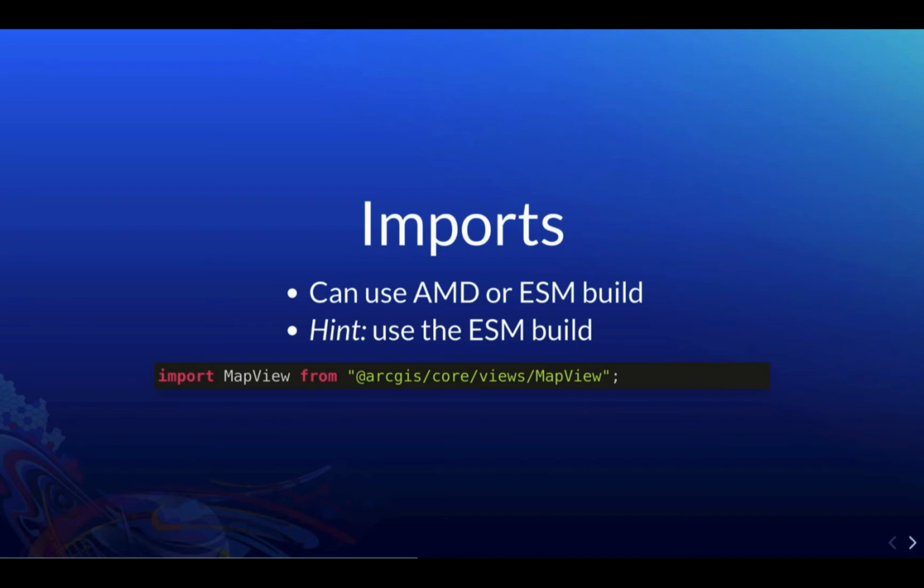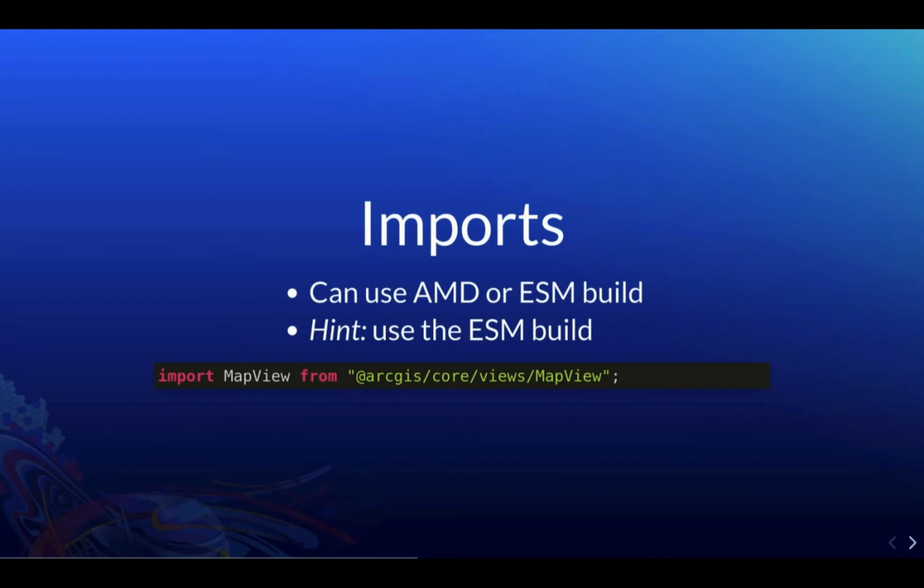And this is how you've been able to do it in TypeScript for the longest time. It's also how you could write standard ES modules. It would also look the same. Which brings up the point that you could use either the AMD build under the ArcGIS API package or the ESM build, which is the @arcgis/core package. I highly recommend that you use the ESM build because it is ESM, so it could be tree shaken by most build tooling.